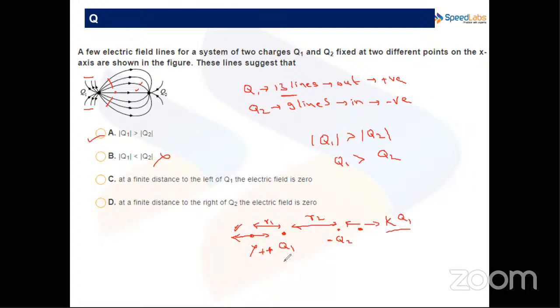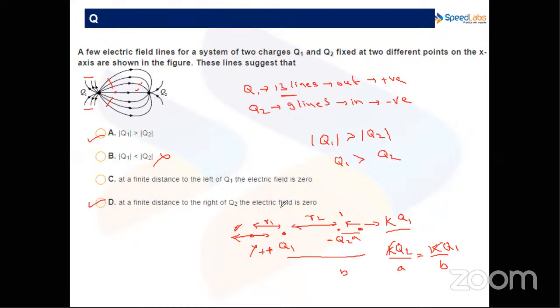But the thing is that Q1 is more, but the distance is also more, right? Q2 is less, but the distance is also less. So they can be balanced at some point. In such a manner, as we have already done in questions of this type, KQ2 by, let's say, this is, I'm calling this distance A and this distance B. So KQ2 by A is equal to KQ1 by B. Once this equation is balanced, that will be the point, the value of A and B where it is balanced, right? So option D is also correct.